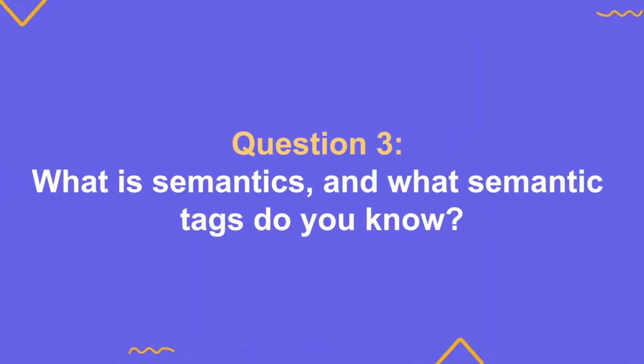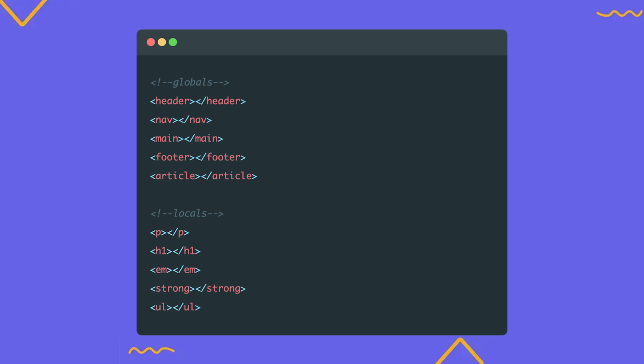Question 3. What is semantics? And what semantic tags do you know? Semantics in the context of HTML refers to the use of the correct tags that describe the content inside them. A semantic tag is a tag that carries a meaningful explanation, meaning it has an explanation of its purpose. In other words, each element on a web page corresponds to the correct semantic meaning.